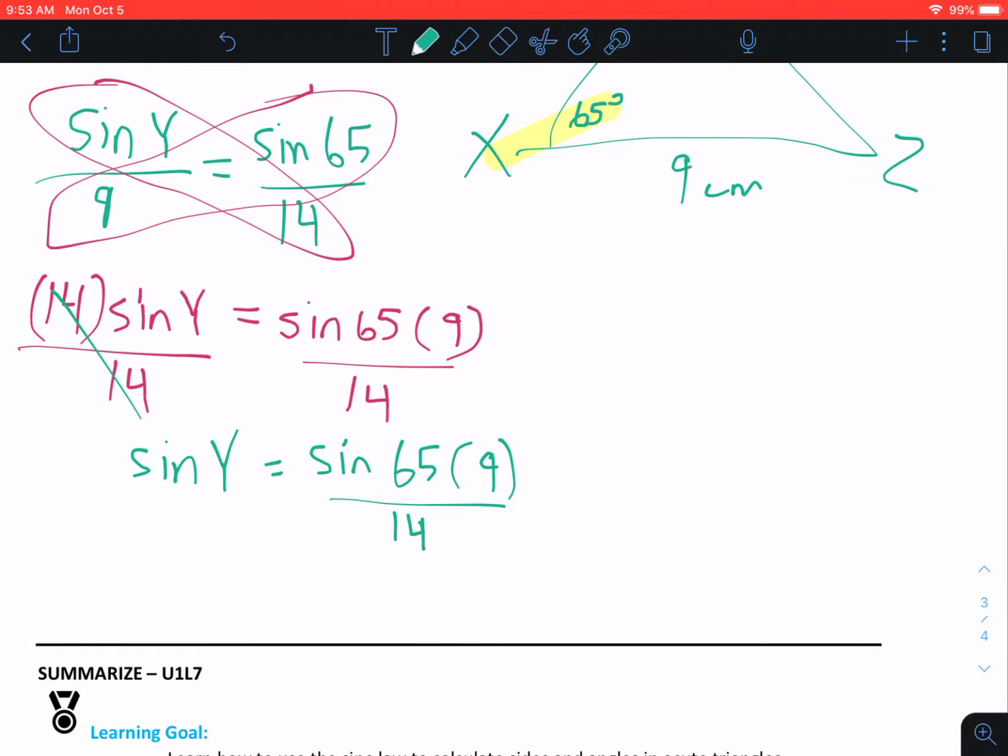Now, we don't want to find sine Y, we want to find just angle Y. When we want to find angles, we have to use the inverse trig functions. So I'm going to have Y equals sine inverse of sine 65 times 9 divided by 14. We can do all of that in our calculator.